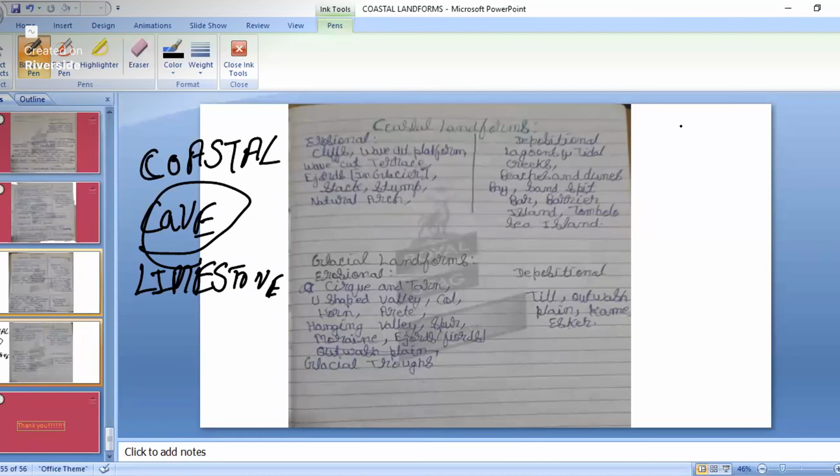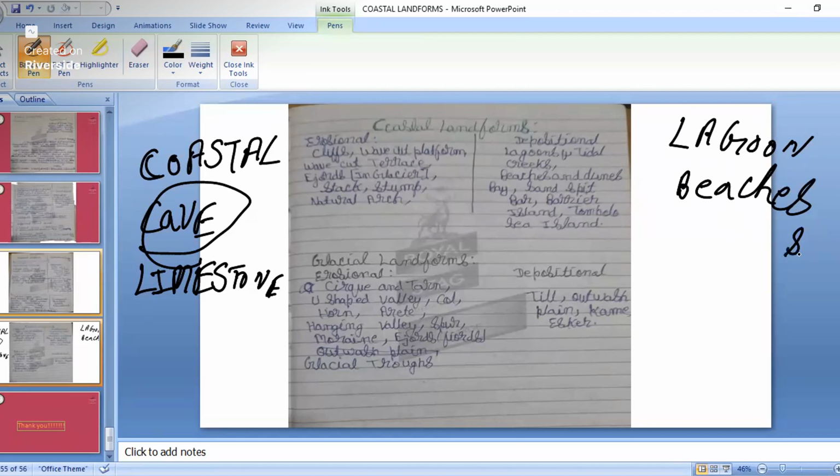Then in deposition landforms, you would have studied about Chilka Lake, a lagoon lake. So lagoon we have, then formation of beaches. Then on the desert side, where sands are getting deposited, they are known as sand dunes. On the marine side, what is it known as? It is known as marine dunes. So on the beaches side we have the marine dunes. Then we have bay, spit, bar, barrier island, then tombolo. So all these are the deposition landforms.